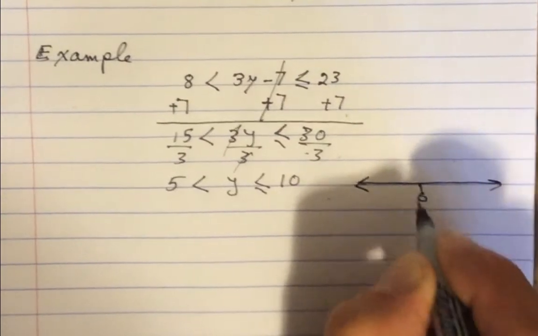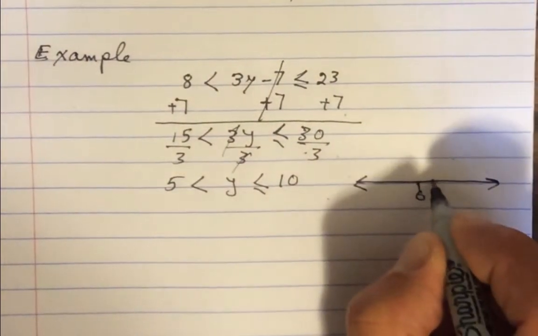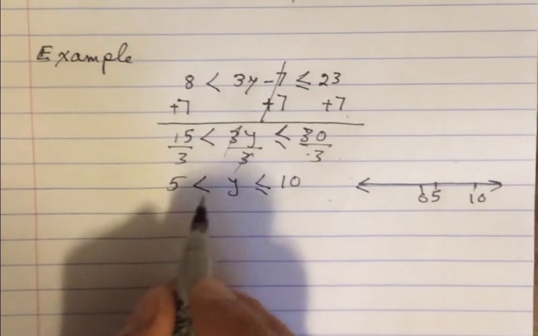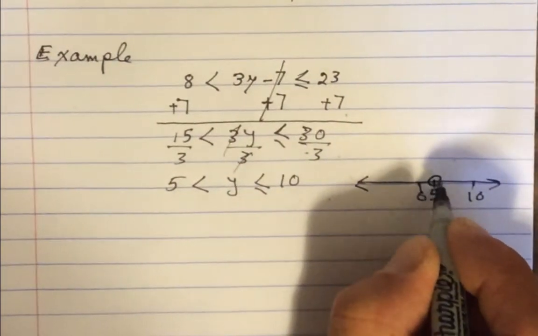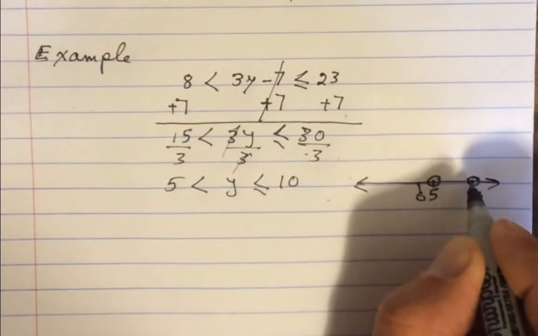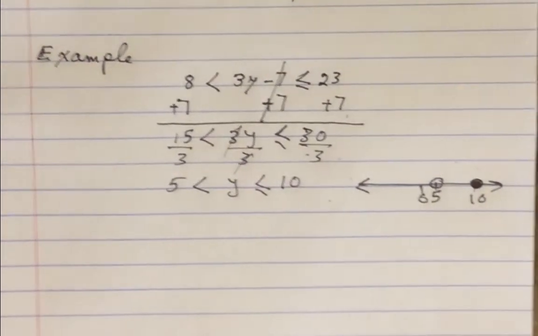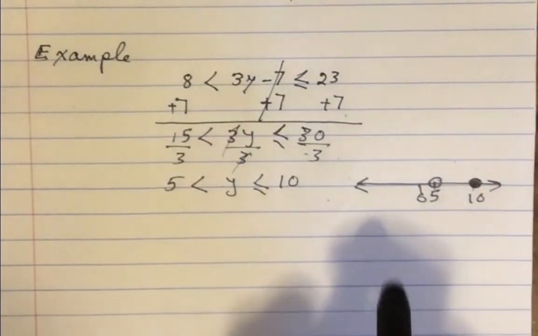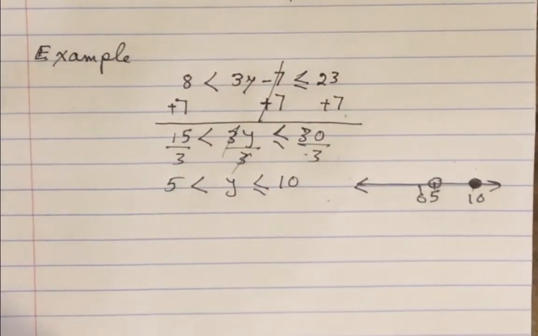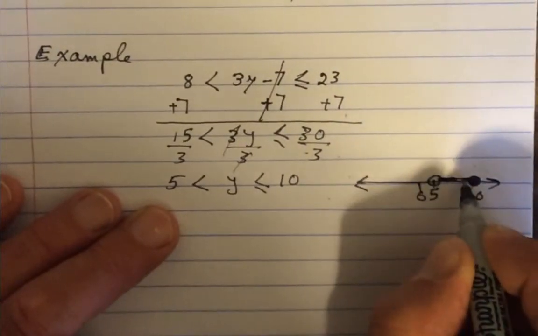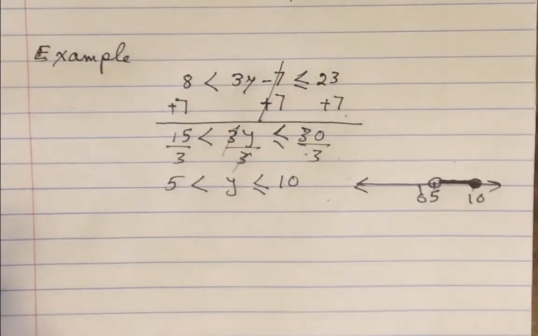Number line here is 0. 5 should be over here. For example, 10 should be over here. Y greater than 5, there is no equal here, so the 5 is going to be circled and we are going to leave it open. Less or equal to 10, so the 10 has to be circled, meaning the 10 itself is part of the solution, but 5 itself is not a part of the solution. You have to be greater than 5, even 5.001, that's a solution, but 5 itself is not a solution. Greater than 5, we go to the right. Less than 10, we go to the left. So that's the solution.